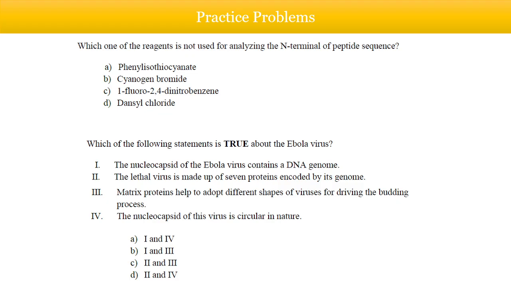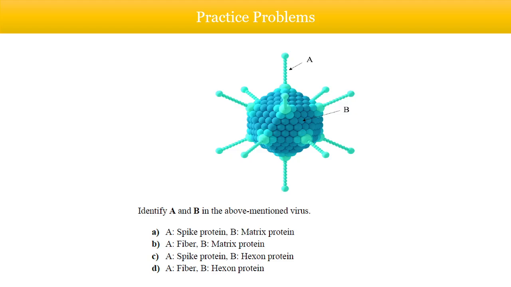So if you look over here, the first statement is incorrect, and also statement 4 is incorrect because it's not circular in nature. So options 2 and 3 are correct, that is option C. So this is much easier, where you have an icosahedral virus, and you have to label A, B. So what is A and what is B?